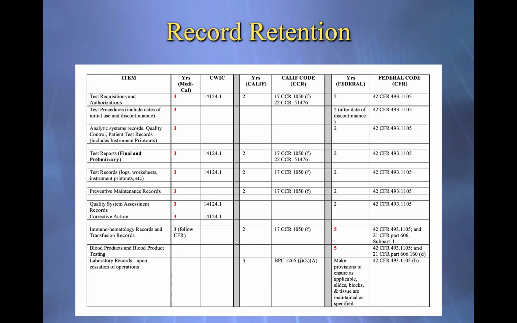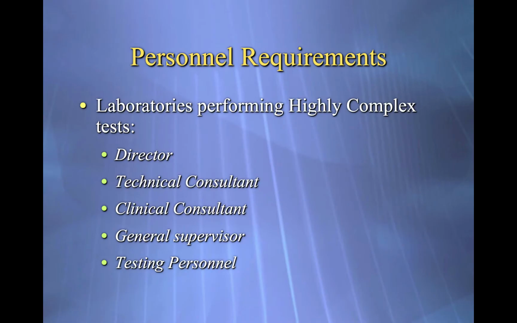California, actually, it's 2 years on most of those things. And then for federal, it's 2 years, except when you get down to immunohematology and blood products, and then it's 5 years. So you need to know, I need to not only follow California rules, but I also need to follow Medi-Cal rules, and I also need to follow federal rules. And so whoever has the most stringent rule is the one you need to follow.